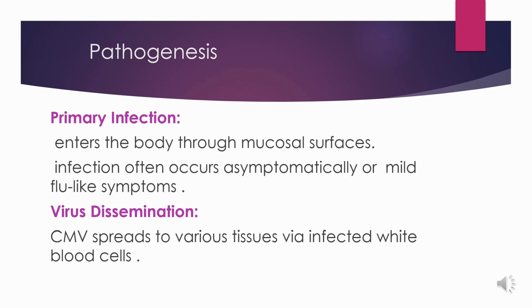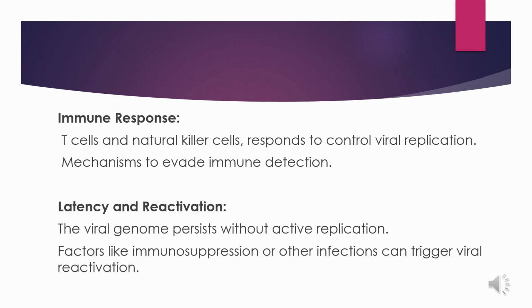Cytomegalovirus enters the body through mucosal surfaces. The initial infection will be mostly asymptomatic, which means the virus will exist in the body without any symptoms. In immunocompromised individuals, there may be flu-like symptoms. Virus dissemination: cytomegalovirus spreads to various tissues via infected white blood cells, especially monocytes and neutrophils, so that the virus can establish latent infection in organs.